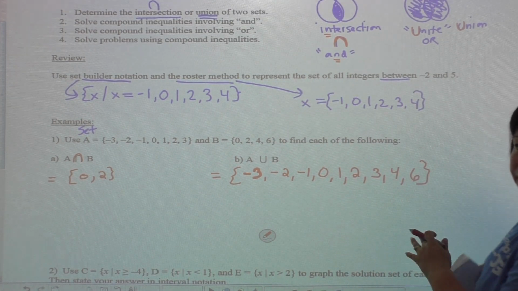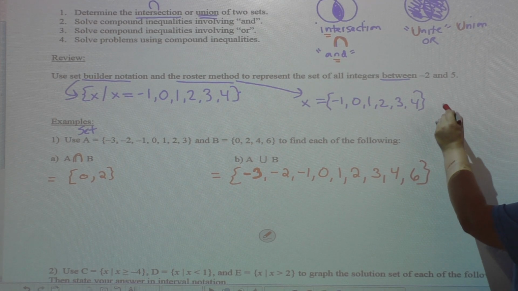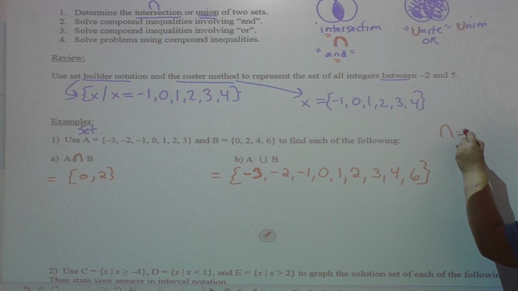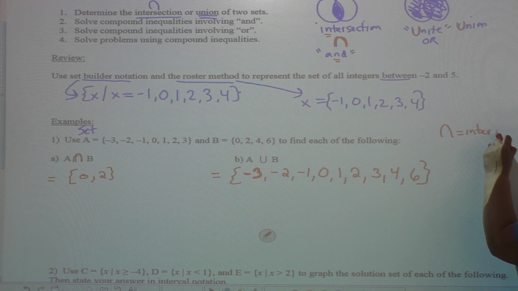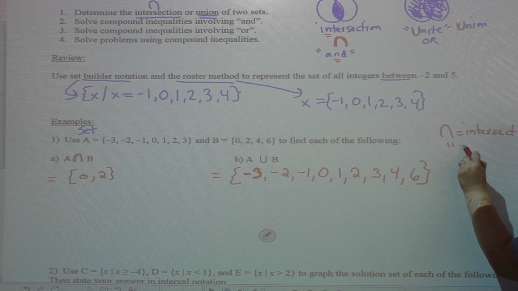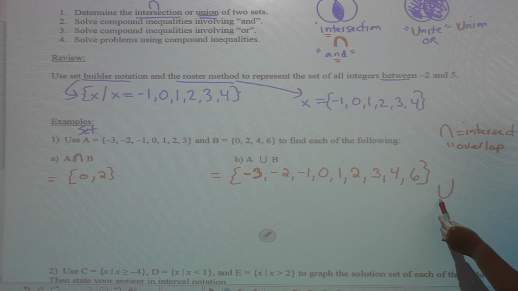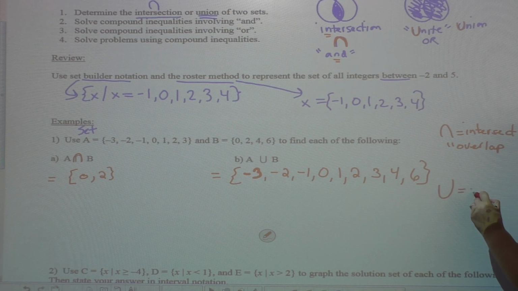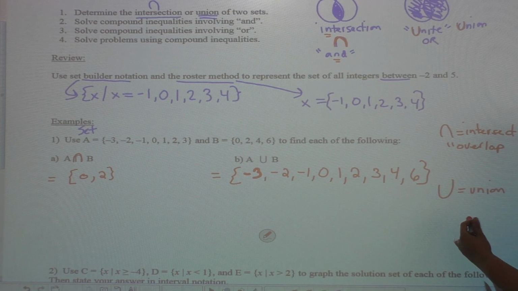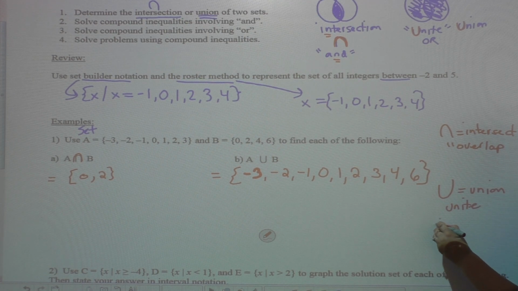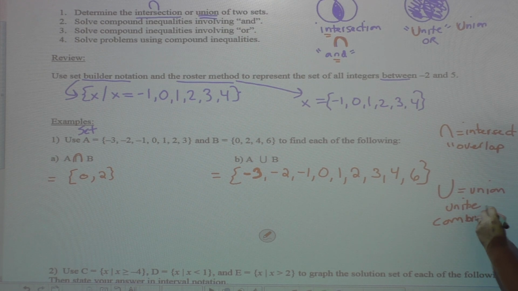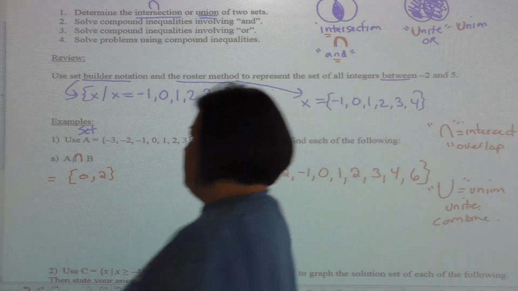So just a kind of reminder over here, if I see the N here, that means to intersect. So I'm looking to see where they overlap. If I'm looking for the union, I want to know where they unite or where they come together. So I want to combine. And that's it. So just know the difference in the symbols. Okay? So those are our examples for those problems.